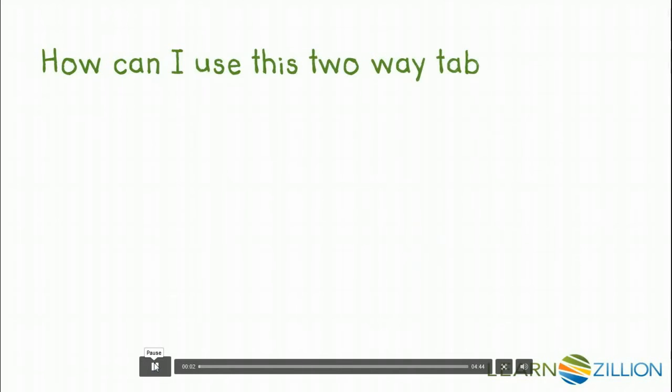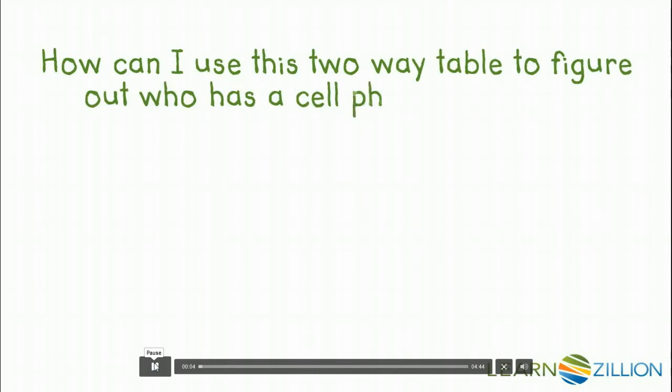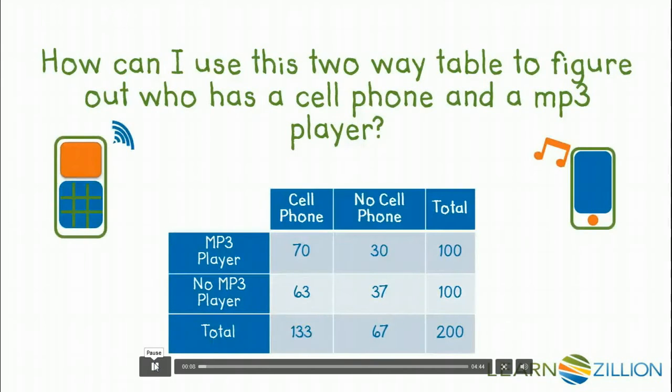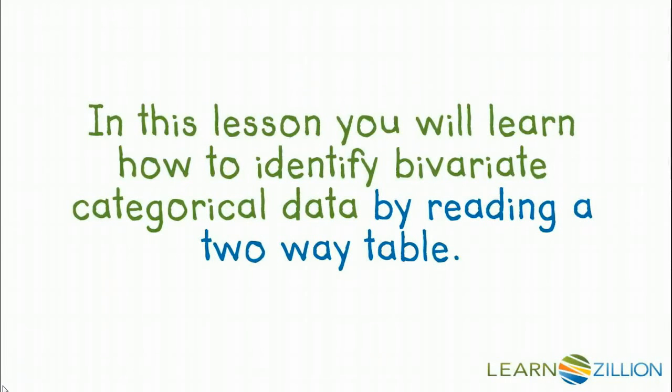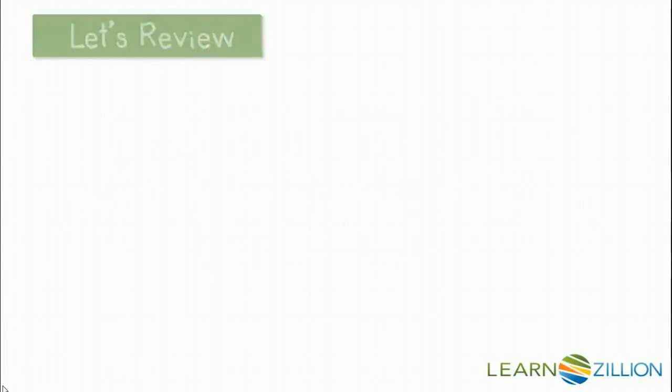How can I use this two-way table to figure out who has a cell phone and a MP3 player? In this lesson, you will learn how to identify bivariate categorical data by reading a two-way table.